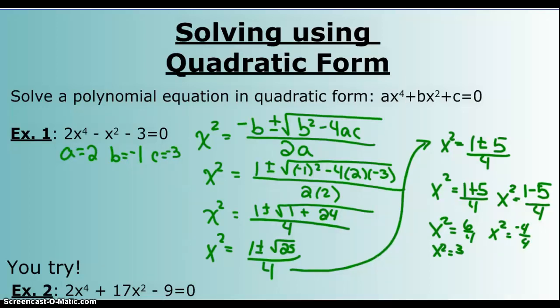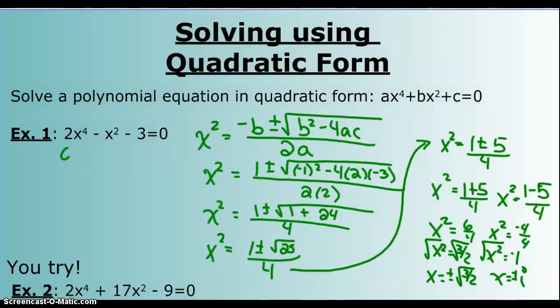So you can take the square root. When I take the square root, I'm going to get plus or minus radical 3 over 2. Over here, I'm going to take the square root, and I'm going to get plus or minus i. Okay, the other option you could use is to factor.